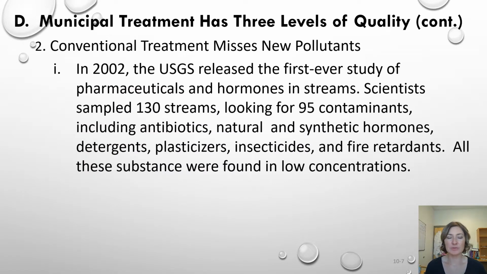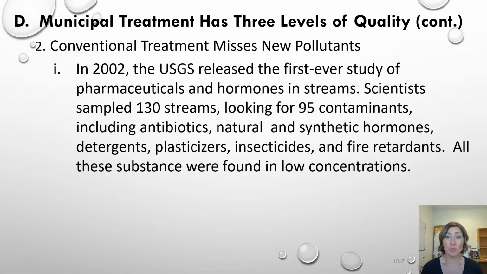So we talked about the 3 levels of municipal water treatment. However, conventional treatment, as what we described, is going to miss some of our newer pollutants. In 2002, the USGS released the first ever study of pharmaceuticals and hormones in streams. Scientists were able to sample 130 streams, and they were essentially looking for only 95 contaminants. These contaminants included things like antibiotics, natural and synthetic hormones, detergents, plasticizers, insecticides, and fire retardants, all of these things that humans have produced and that they thought might potentially contaminate waterways.